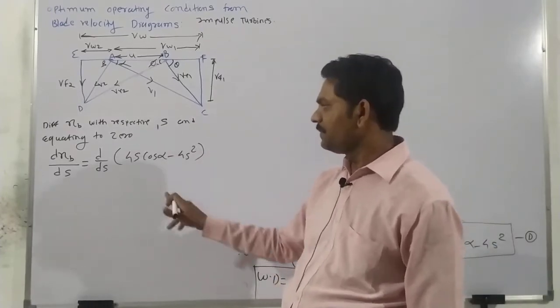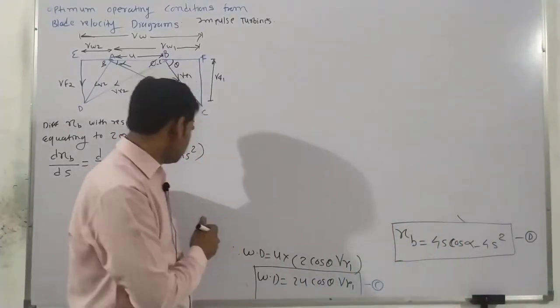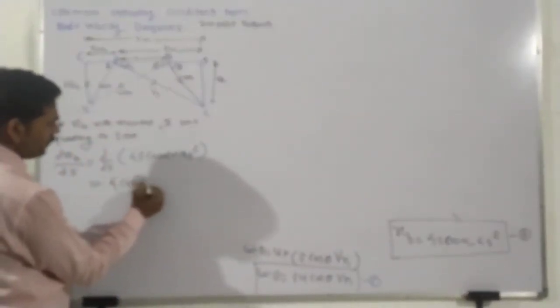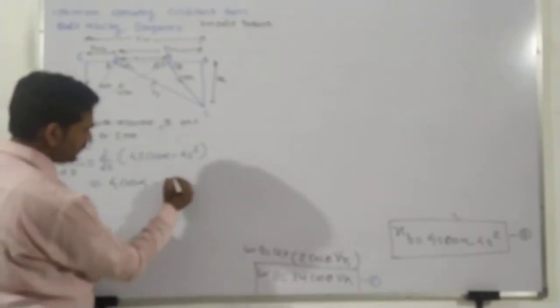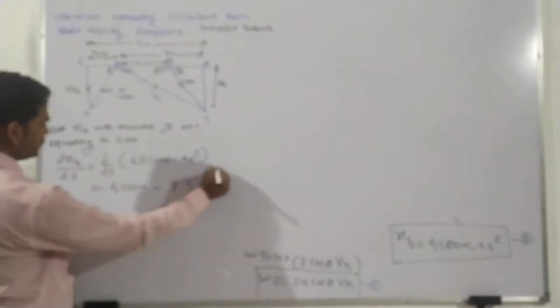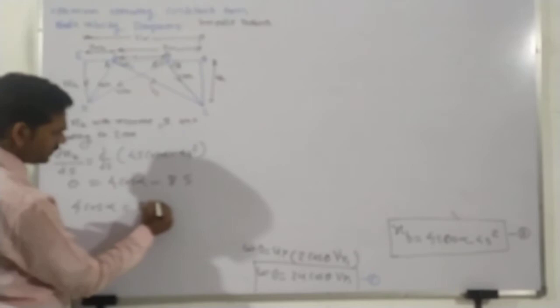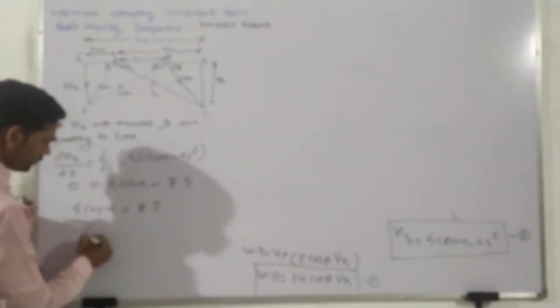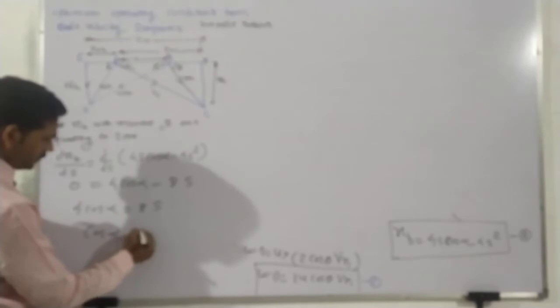Now differentiate this equation. After differentiation, what do we get? Here we get 4 cos alpha, because the S derivative is 1. Here we get 8S. Yes, we get this dNB by dS, and here we equate to 0. We get 4 cos alpha is equal to 8S. So cos alpha is equal to 8 upon 4 into S. What is remaining? Cos alpha is equal to twice S. Yes or no? Yes, we get this.